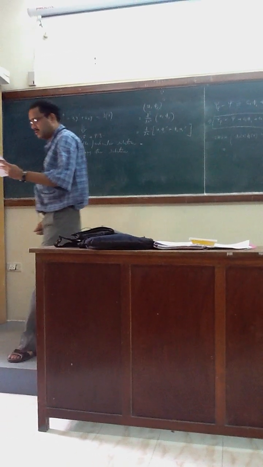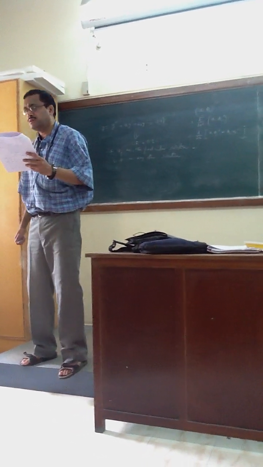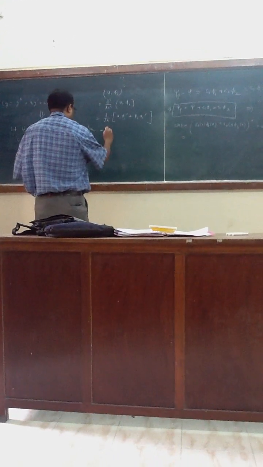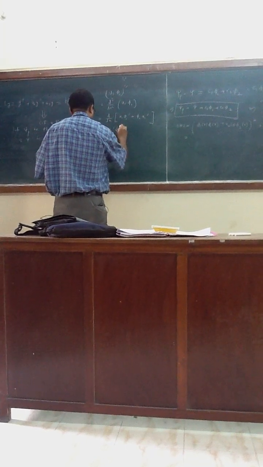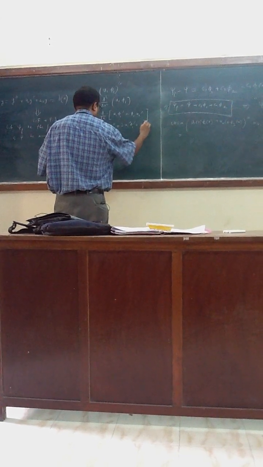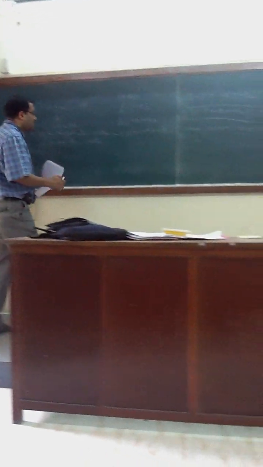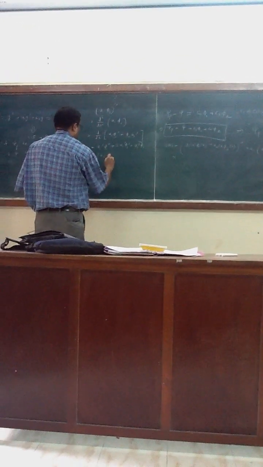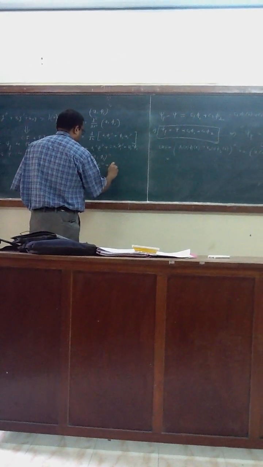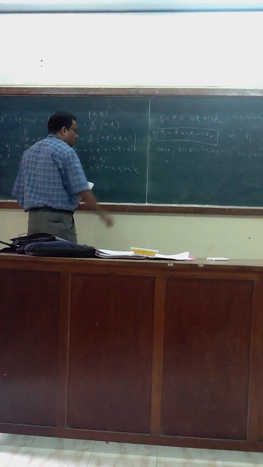Yes, a bit louder. u1 phi1 double prime. Excellent. Very good. So it is u1 prime phi1 double prime plus 2 u1 prime phi1 prime plus u1 double prime phi. Right? Similarly, u2 phi2 double prime is nothing but u2 prime phi2 double prime plus 2 u2 prime phi2 prime plus u2 double prime phi2.